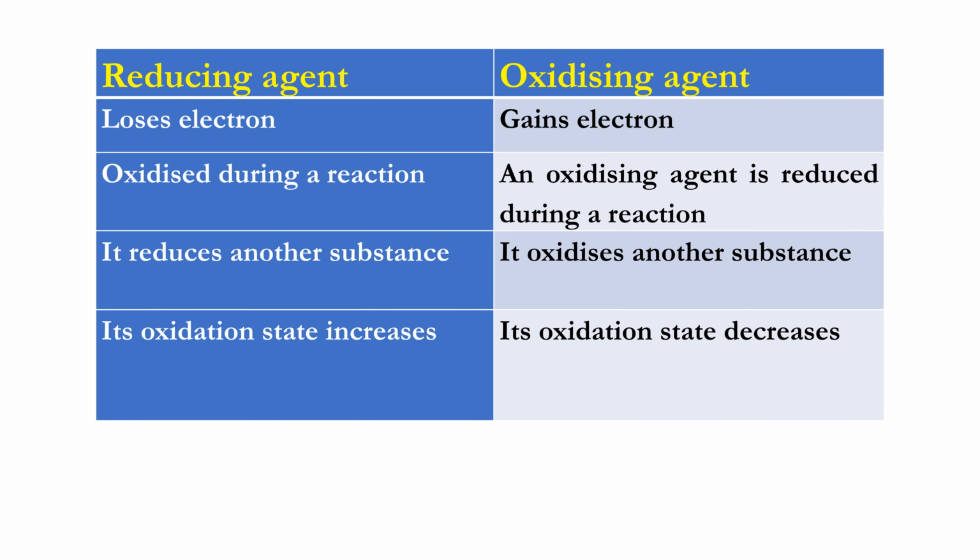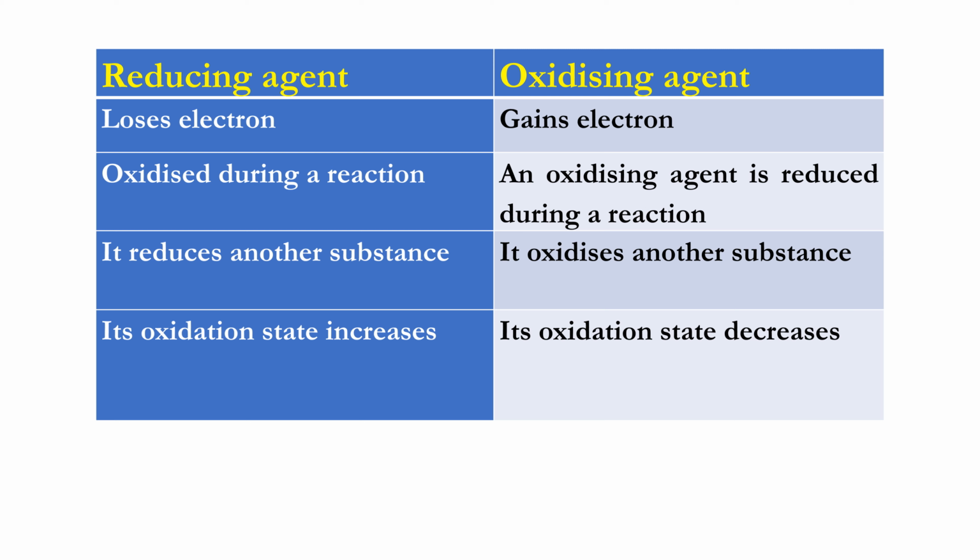So we now look at reducing agent and oxidizing agent. A reducing agent loses electrons. Remember that oxidation is loss of electrons. So what this means is that a reducing agent is oxidized during a chemical reaction because oxidation is loss of electrons. And since a reducing agent loses electrons, it must be oxidized during a chemical reaction.